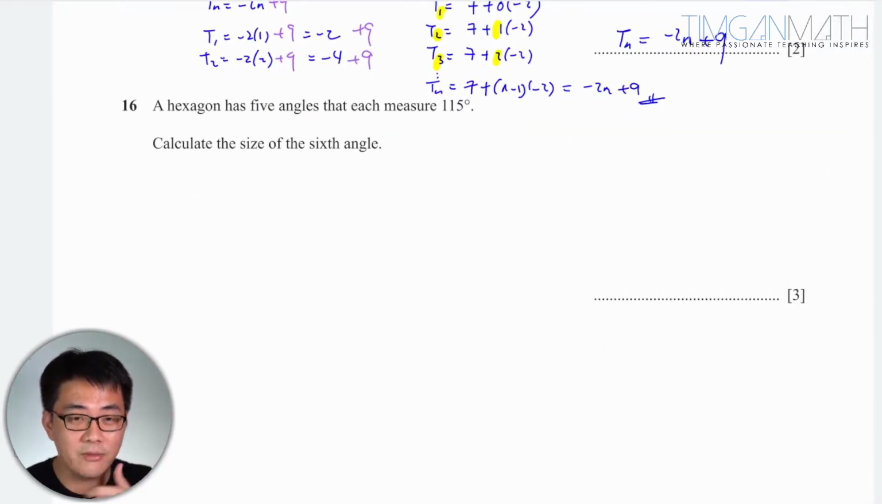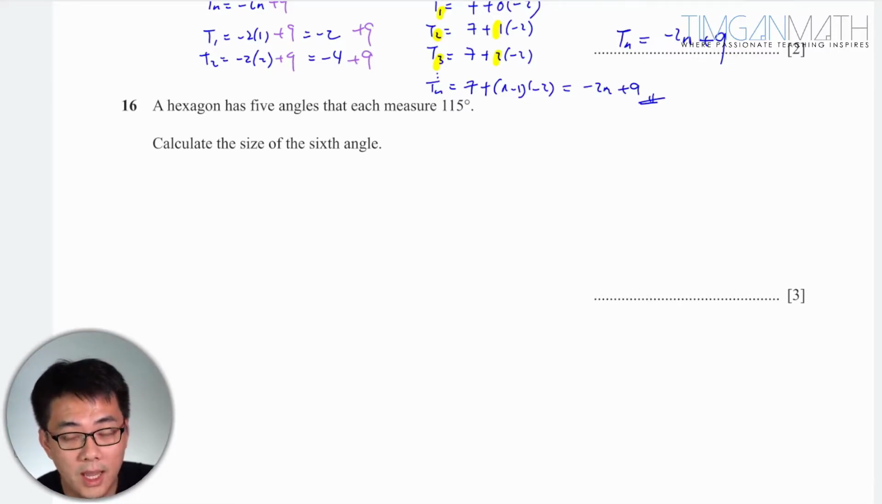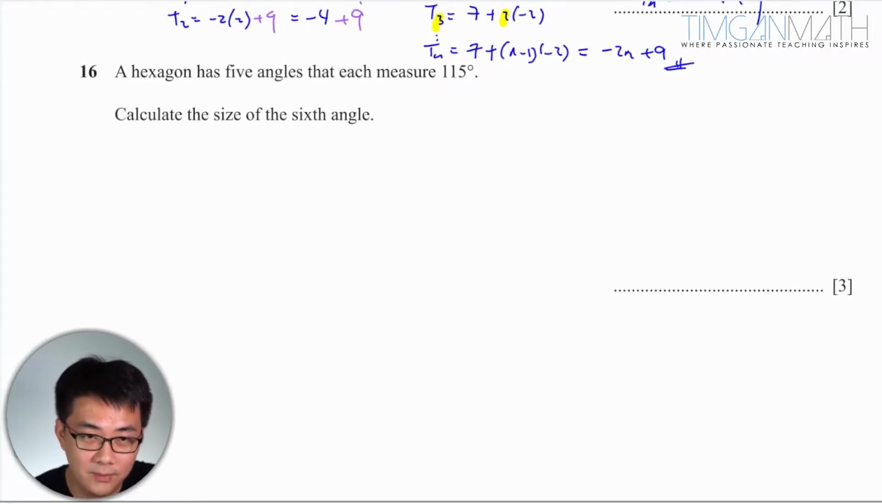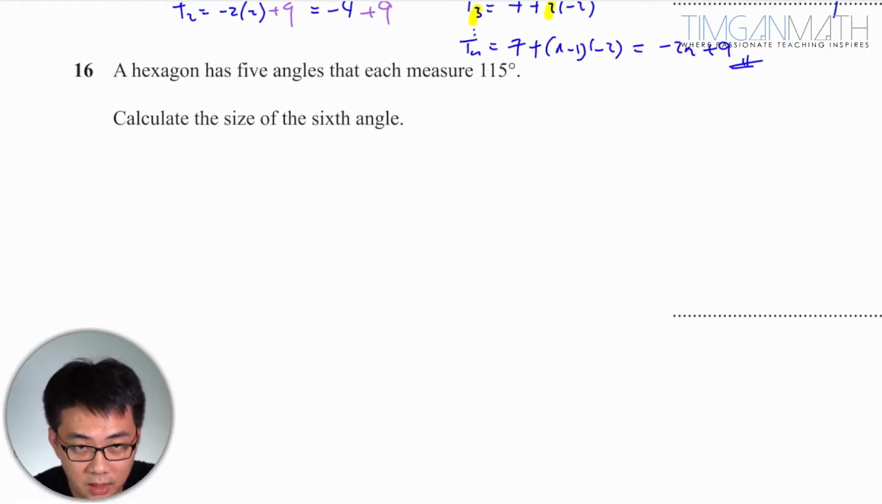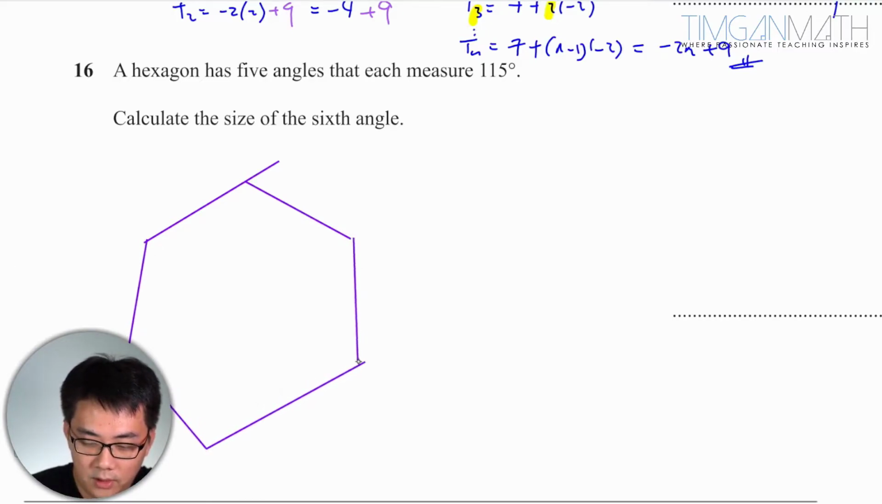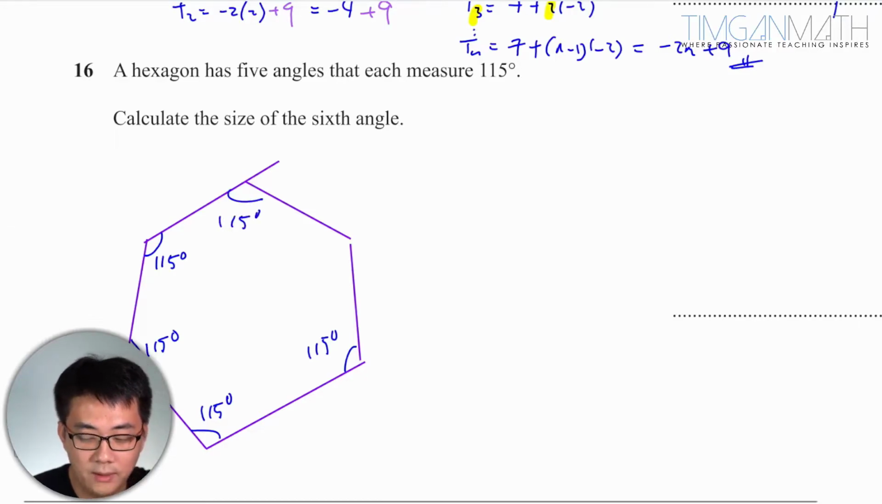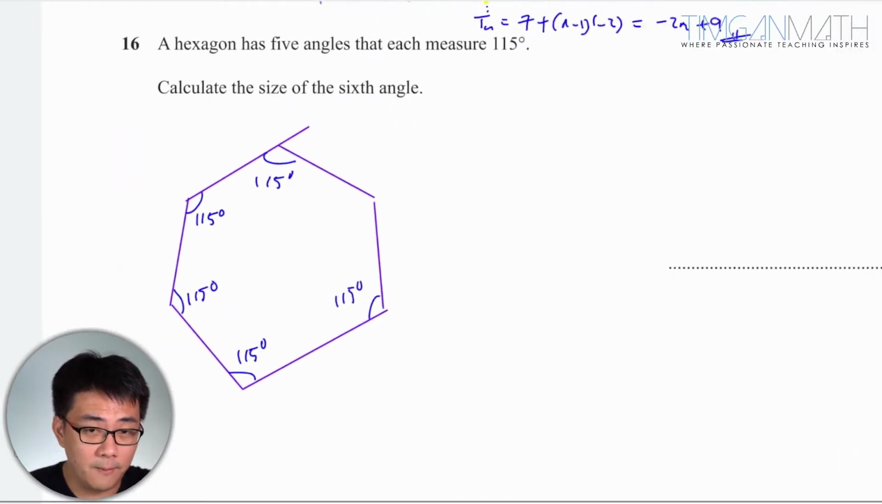A hexagon has 5 angles that each measure 115 degrees. Calculate the size of the 6th angle. Now, you can either use a formula or try to understand it. A hexagon is a six-sided polygon. So we're told that this is 115, this is 115 as well, this is 115. I don't draw to scale, so maybe I'll just put this as 115 as well. So how do we actually find this?